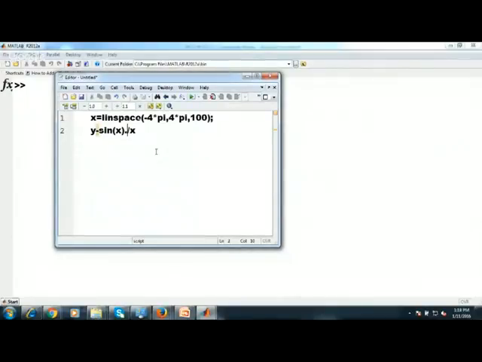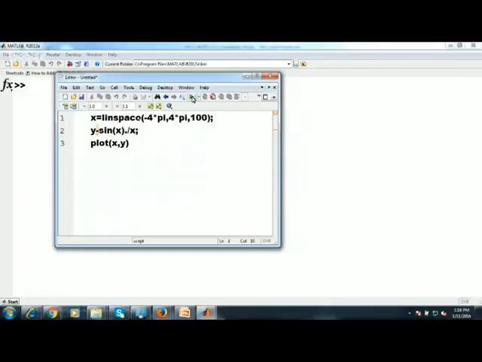Okay. Again I am going to put a semicolon because otherwise it will crowd your command window with all these 200 values of x and y. I don't require it. Okay. Now give a command. We require only the plot x comma y.